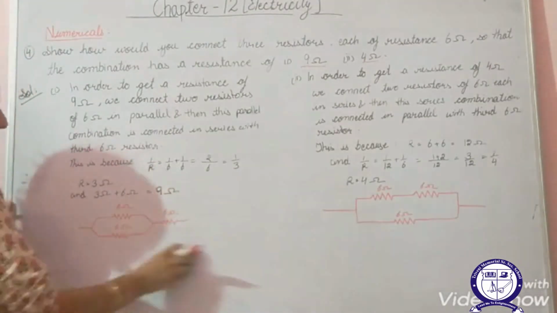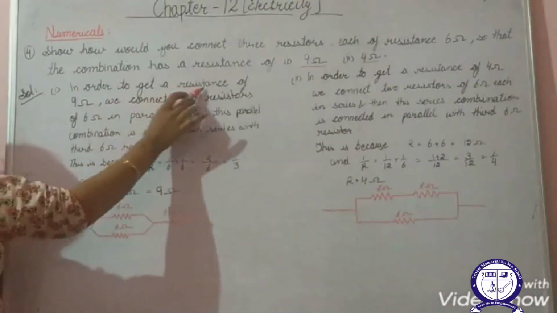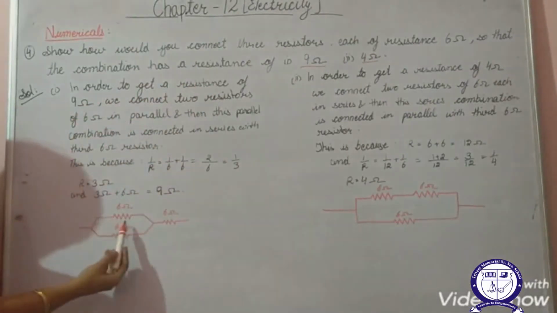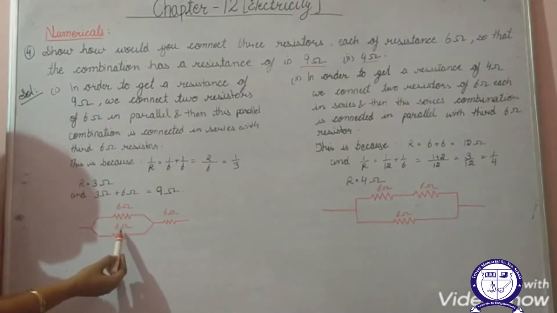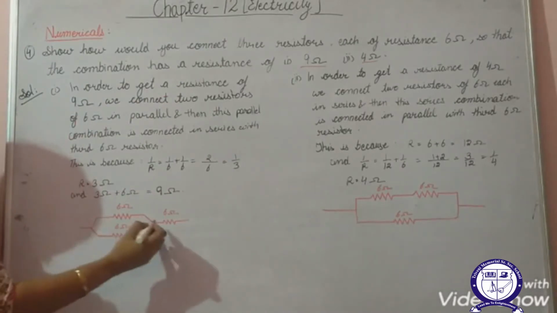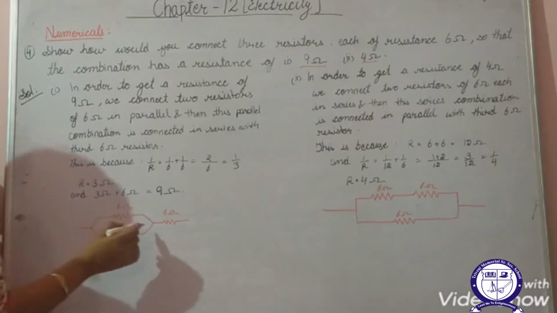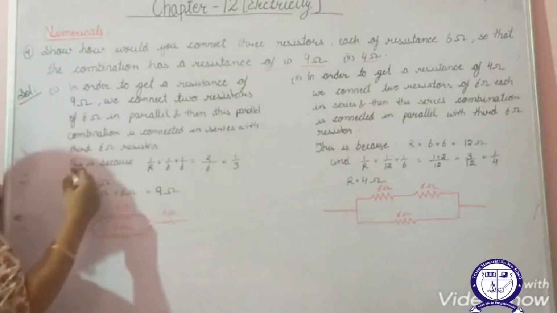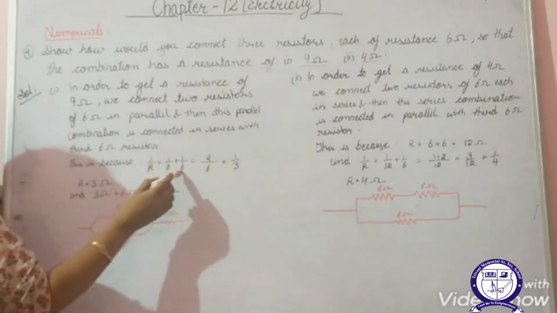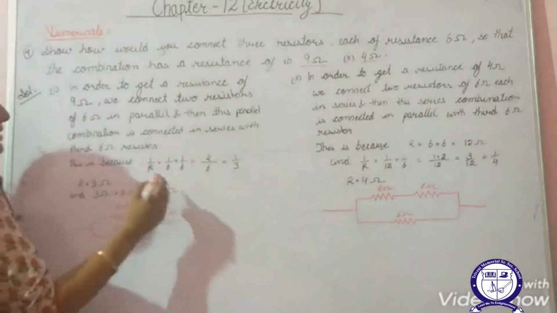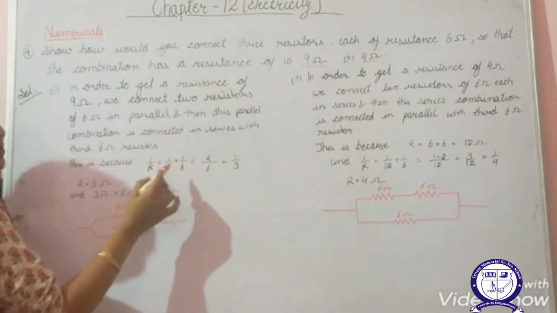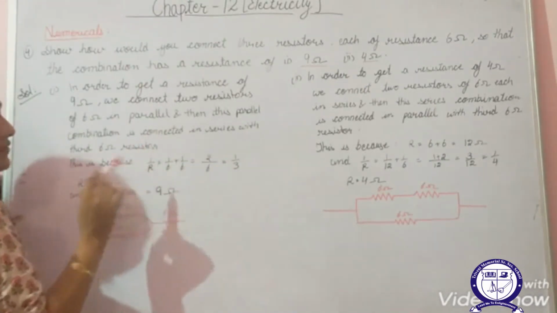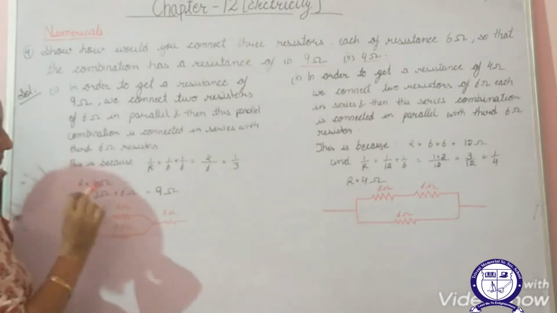Now how to solve this numerical? In order to get a resistance of 9 ohm, we will connect two resistors of 6 ohm in parallel. So here I have connected two resistors of 6 ohm each. They are in parallel because they are connected between the same two points. We can show that if you connect two resistances in parallel, the formula is 1 by R is equal to 1 by R1 plus 1 by R2. On solving it, you will get 1 by 3. But this 1 by 3 is the value of 1 by R. So R will be 3 ohm.